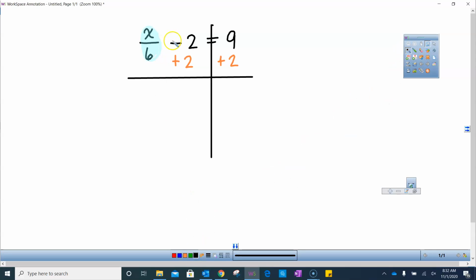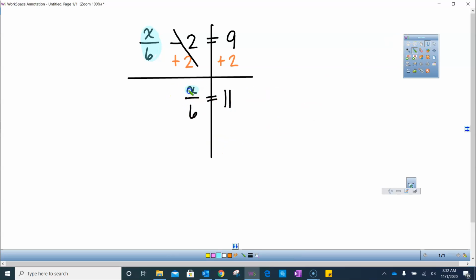And you get minus 2 and plus 2, negative 2 and positive 2 are opposites. They make 0. So I'm left with x over 6 on this side because the minus and the plus 2 go away. On this side I get 9 plus 2 is 11. Now I am getting closer to getting my variable by itself.